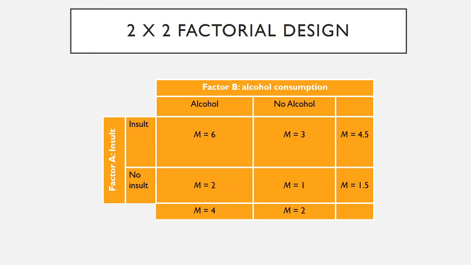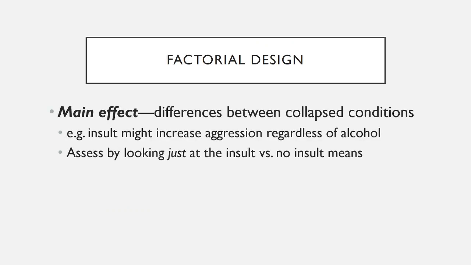You're going to want to have those collapsed means as well, because these are going to give you different bits of information above and beyond what those 4 cell means tell you. This is going to allow you to investigate other questions besides that of the moderation. It's going to essentially let you figure out whether or not there is an effect of insult before you even take alcohol into account. And that's going to be useful information as well.